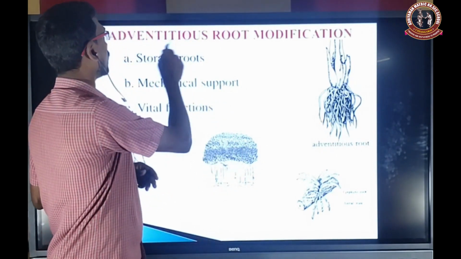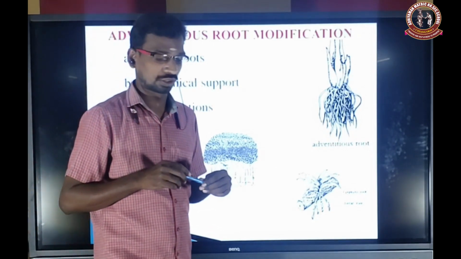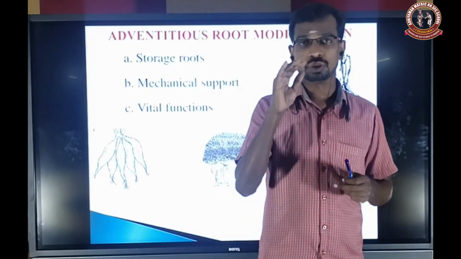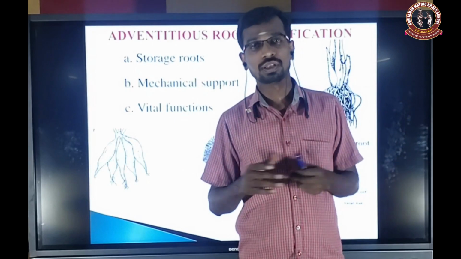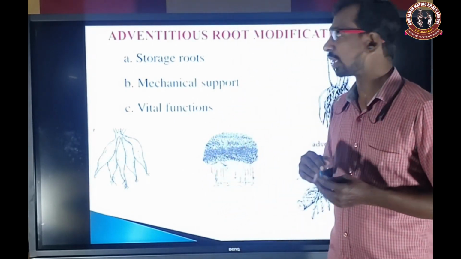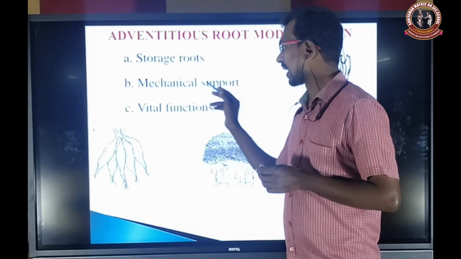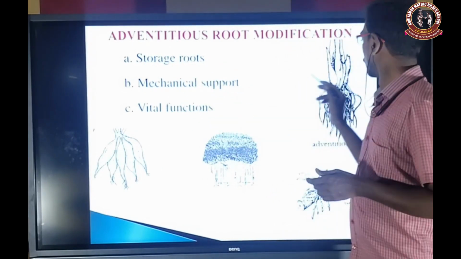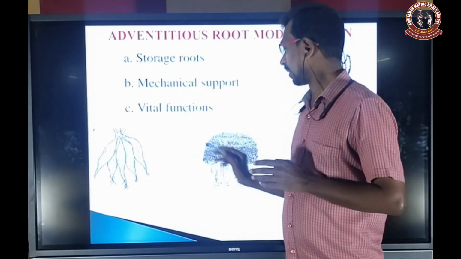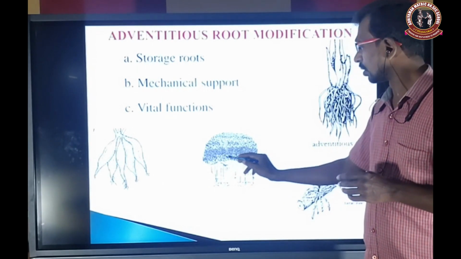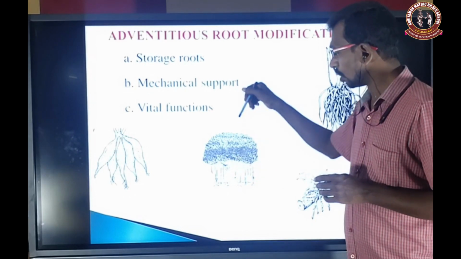Let's see the adventitious root modification. What is an adventitious root? Again we can repeat: those roots formed from any part of the plant body other than the radicle are adventitious. Adventitious root modification also serves storage, mechanical support and vital functions. Some roots store food material. Others provide mechanical support, as some roots are formed from the branches and grow towards the soil.